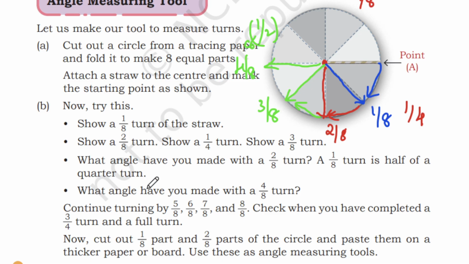Okay, so what angle did you make with 2 by 8 turn? So 2 by 8 turn, what angle did we get? We got a right angle here.